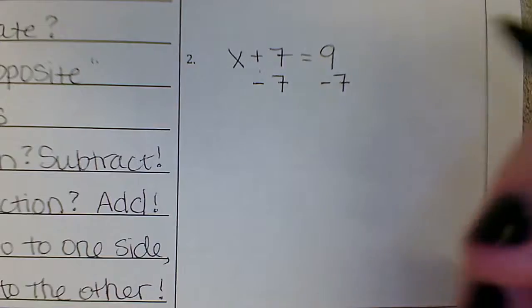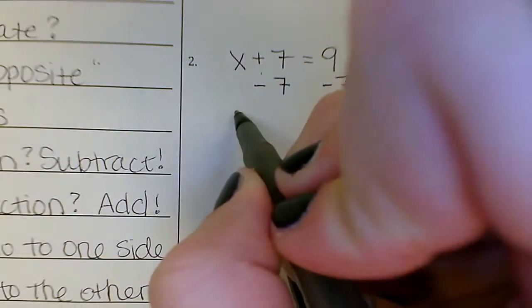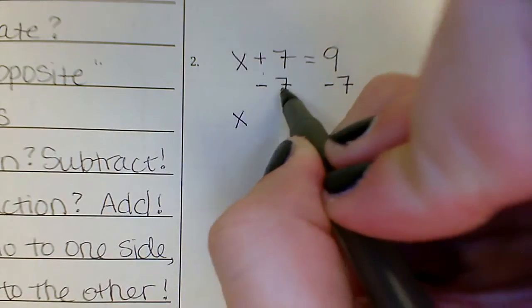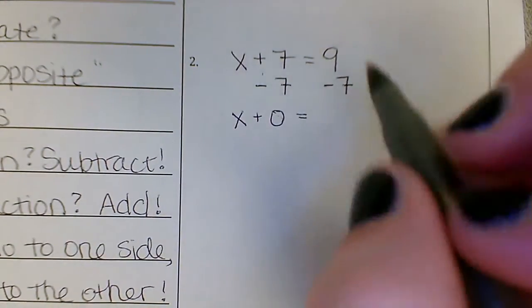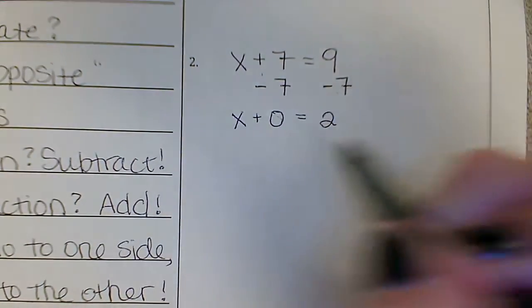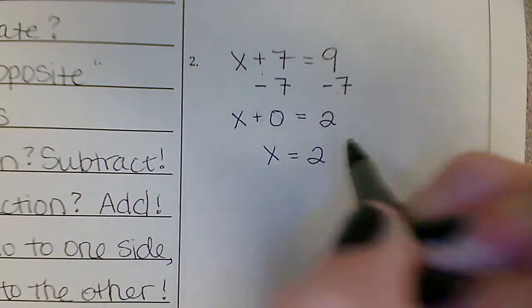I'm going to assume that you're explaining it correctly. So I have my x plus 7 minus 7 gets me 0. And eventually you do not need to write this step. We're just doing this for now. 9 minus 7 gets me 2. So I get x equal to 2.